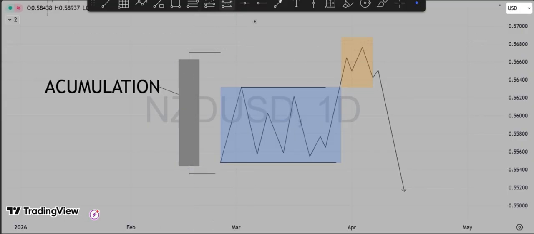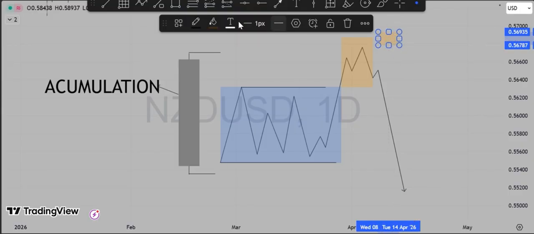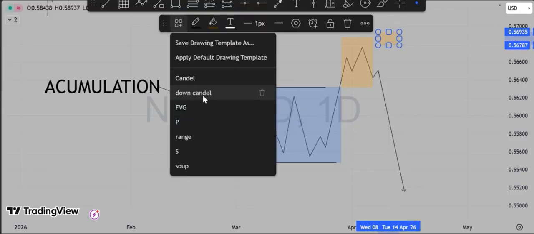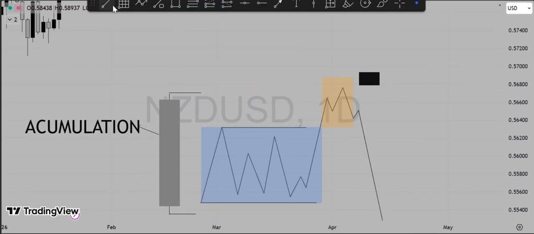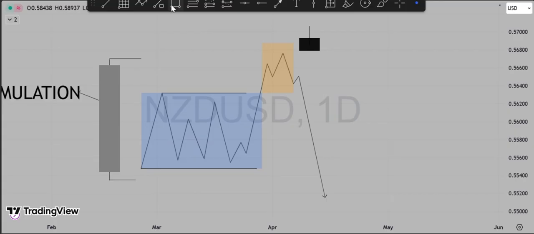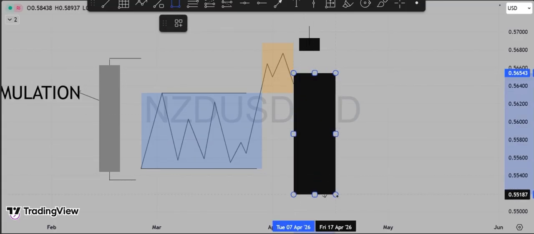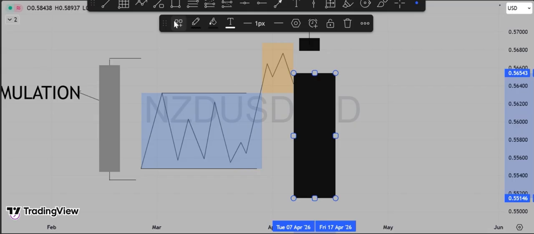All right, so now we have the manipulation. And what is that manipulation? That manipulation is going to be this candle. It's just going to be something like this. And then that candle closes with a wick above. So this is going to be our manipulation candle. Then finally we have our distribution. We have our distribution candle.